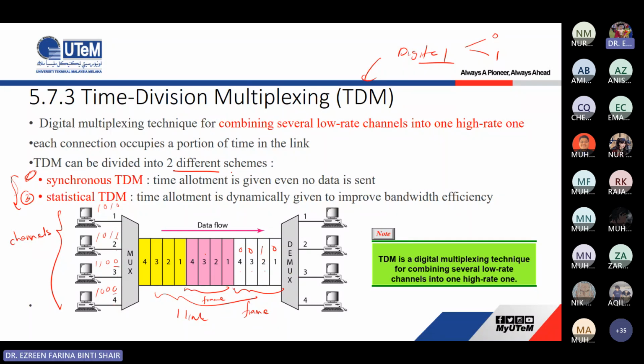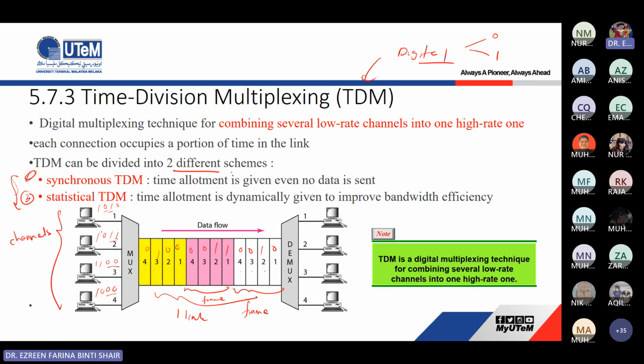And then the second frame will take the second bit from each channel. So 1 bit from channel 1 is 1, from channel 2 is 1, from channel 3 is 0, and from channel 4 is 0. And the third frame takes the third bit, so this is 0, 0, 1, 0. So this is how the data is sent through the link.